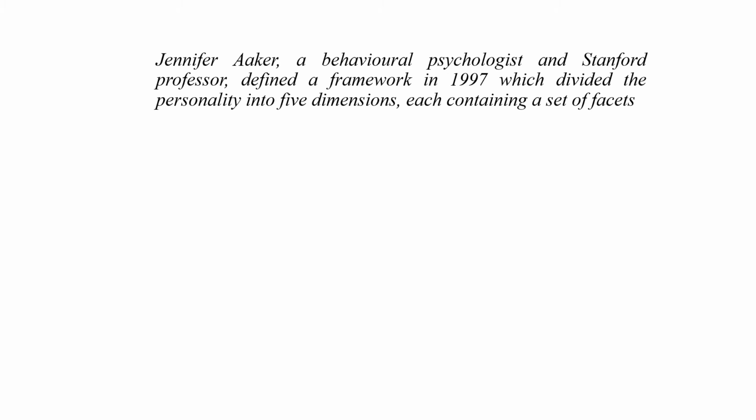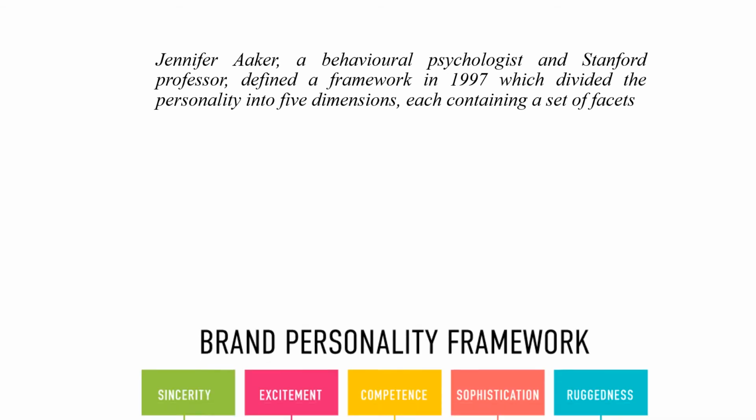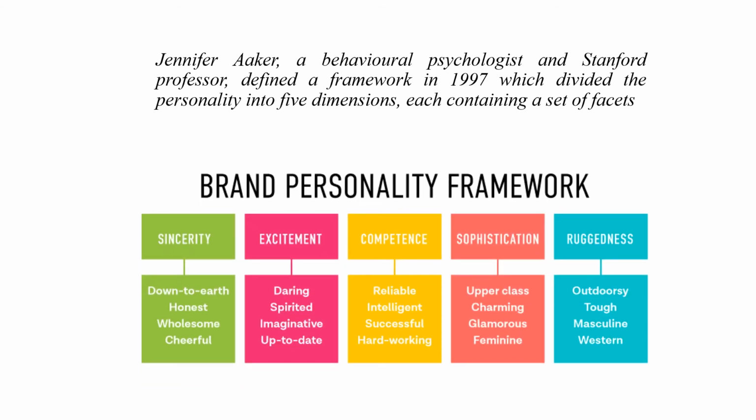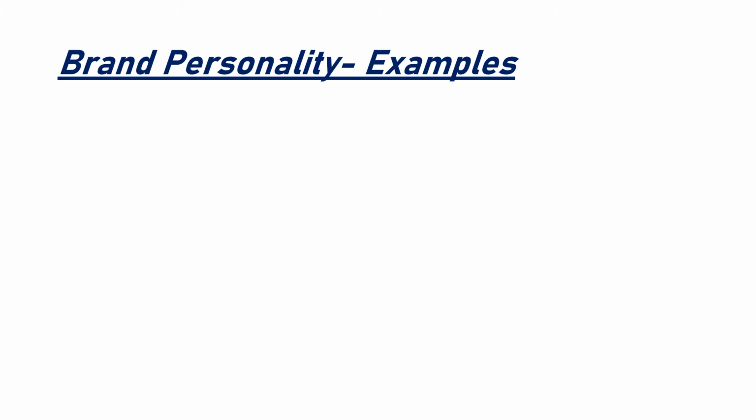Jennifer Aaker, a behavioral psychologist and Stanford professor, defined a framework in 1997 which divided personality into 5 dimensions: sincerity, excitement, competence, sophistication, and ruggedness. If you think about your brand as a person with unique personality traits, you can begin to show up in a way that allows you to connect with your humans.